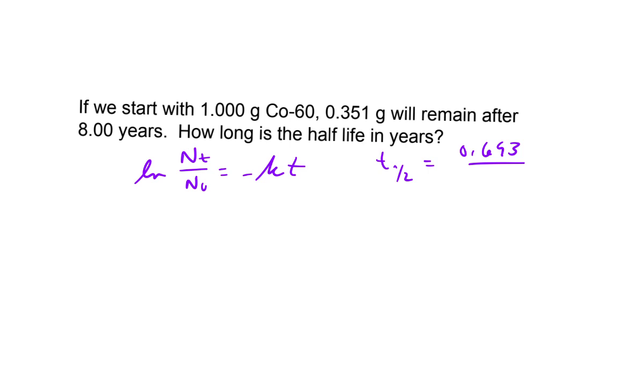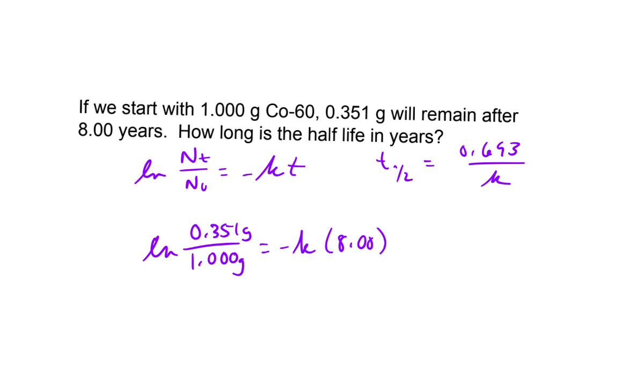So just like we did last time, we first need to solve for the rate constant K. We're going to take our ln. We're going to take our initial mass of cobalt-60, which is 1 gram. It says that 0.351 grams remains after 8 years. If we plug all of those values into our rate law expression and solve for the rate constant K, we should get K equal to 0.131.